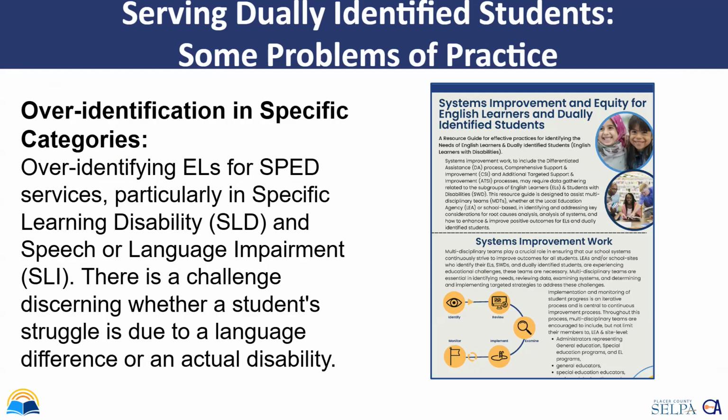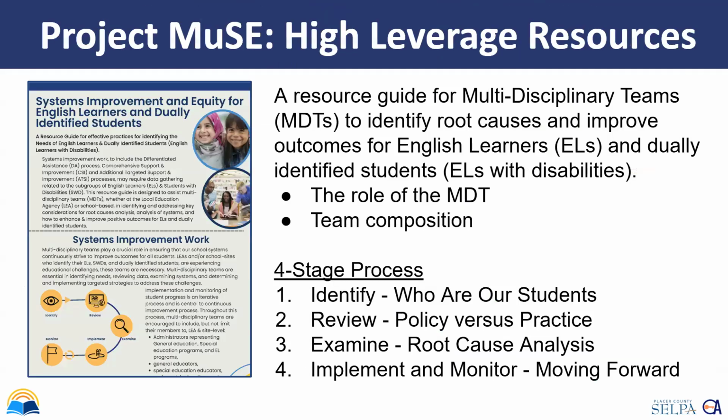So on the next slide, it breaks it down further, and it lets us know what this four-stage process could potentially look like, from guiding teams through identifying who our students are, to reviewing policy versus practice, examining our root causes, and then this iterative process of implementing and monitoring so that we can move forward in supporting dually identified students. So additionally, in support of this problem of practice, we also have two resources that we want to highlight on the very next slide.